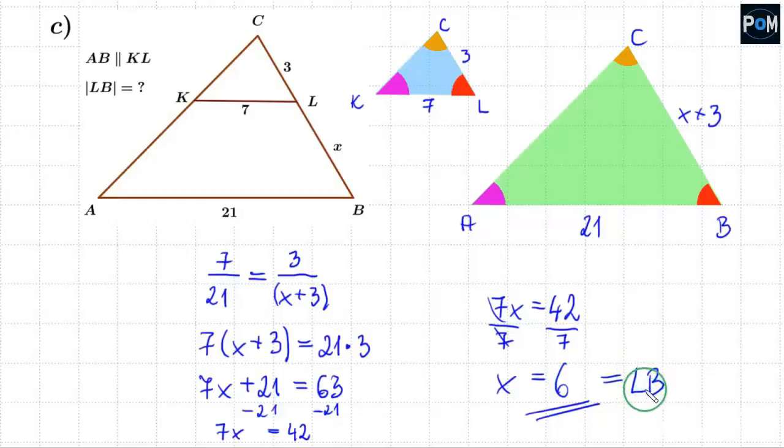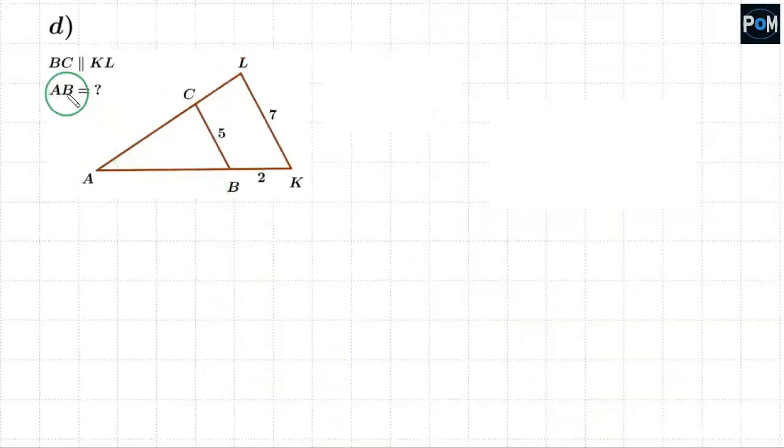Task completed. In example D, I need to calculate the length of segment AB, this segment here. I know that BC is parallel to KL, and I have some given numbers here, the lengths of some segments. First, I make sure that I have similar triangles here. I will mark this angle here in orange. This angle will be a purple angle.